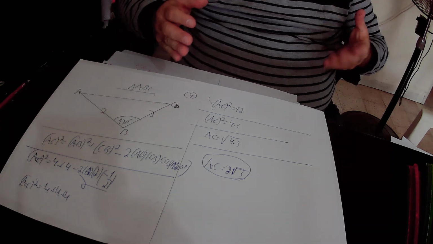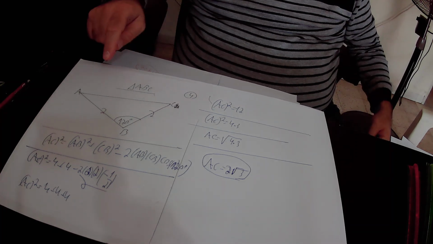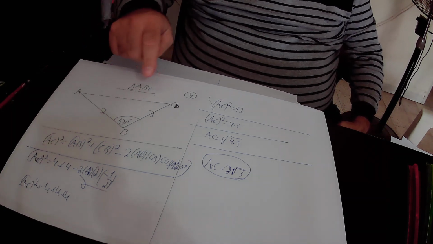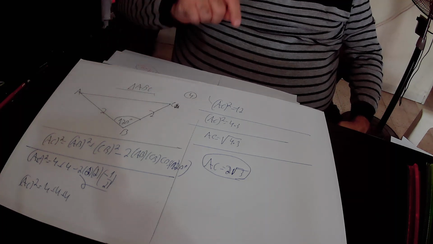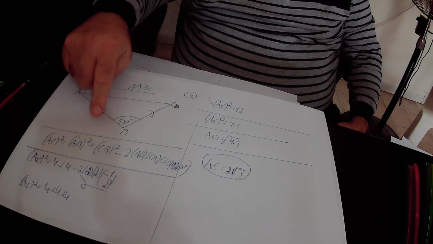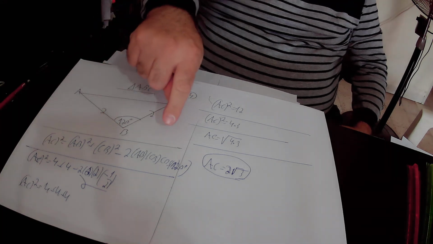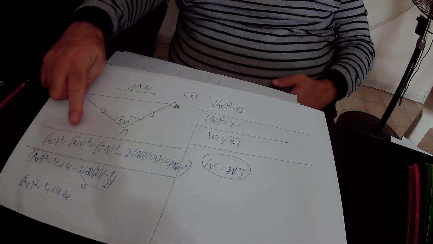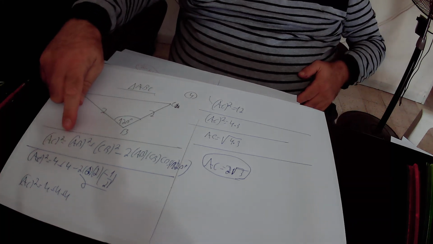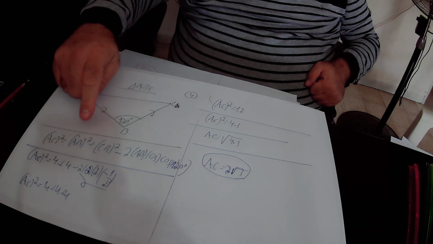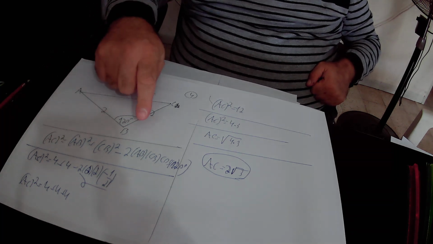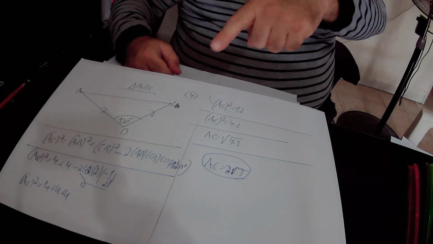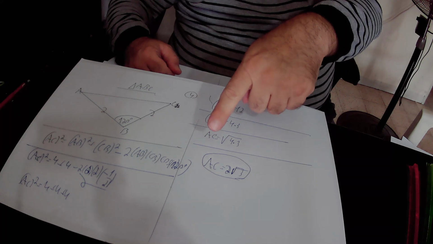According to the law of cosines, AC squared equals AB squared plus CB squared minus 2 times AB times CB times cosine 120 degrees. So AC squared equals AB squared, AB is 2, so AB squared is 2 squared, that is 4, plus CB squared. CB is also 2, therefore CB squared is 2 squared, that is 4, minus 2 times AB, which is 2, times CB, which is also 2, times cosine 120 degrees, which is minus 1 half.